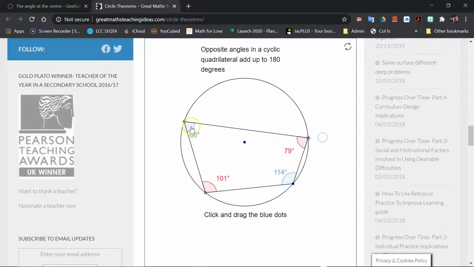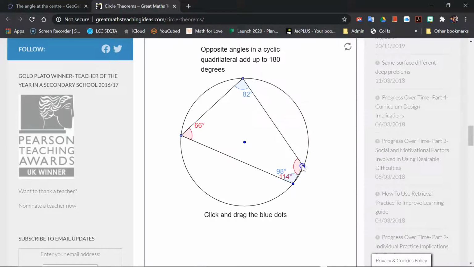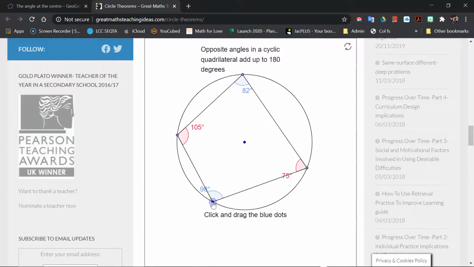So if we move this around, and it doesn't matter where it is, it's kind of looking a bit like a trapezium. But within the circle, 66 plus 114 is 180. Again, here they are just the same. If I move this, 81 plus 99 is 180. Moving this around, let's change everything. Here we got 82 plus 98, 180 degrees. 105 plus 75, again, 180 degrees.